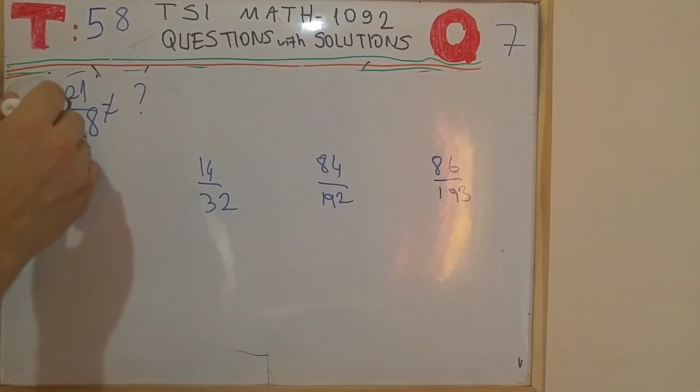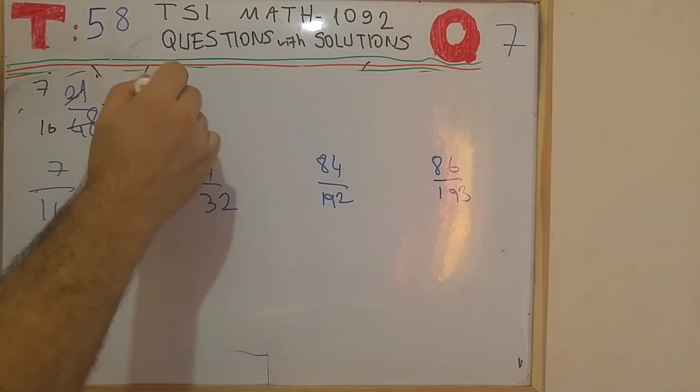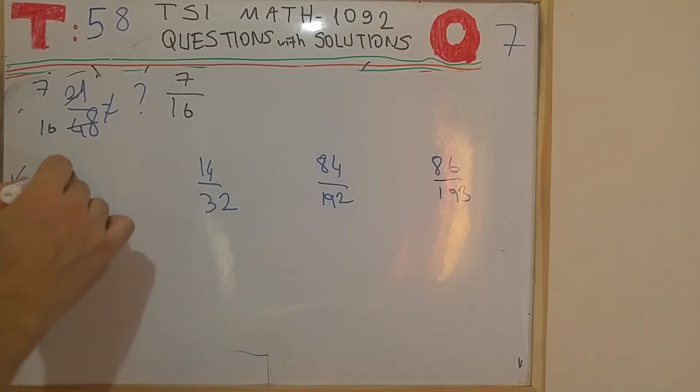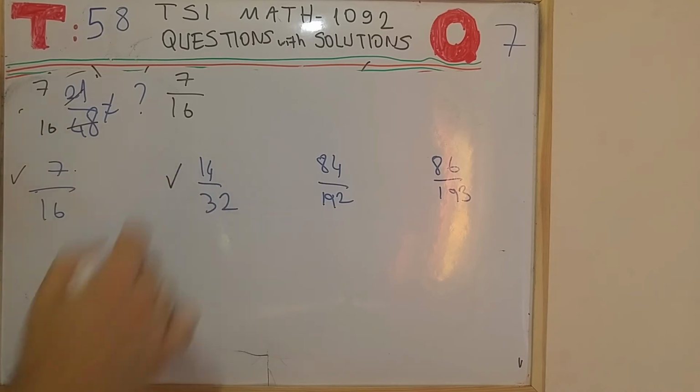When I simplify this by 3, this would be 7 and this would be 16. So what I have in my hand is originally 7 over 16. So this is equivalent to this one. What I am asked is not equivalent. If I multiply this term by 2, I would reach this one. So this is also true.